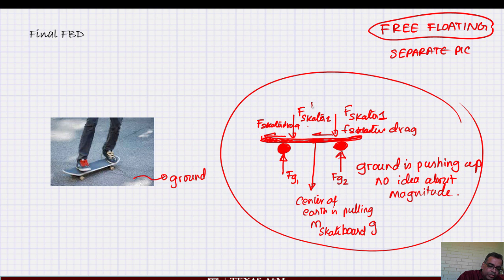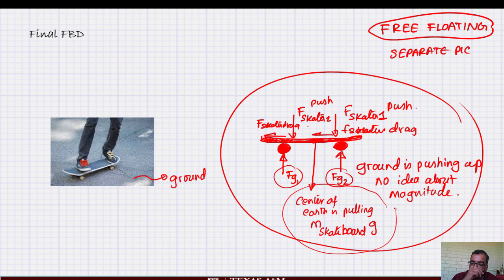This is skater push down. So this is compression from the skater. This is shear from the skater. This is compression from the wheels, that is from the ground. I'm sorry, not from the wheels, from the ground. And this is the tension from the center of the earth, gravity.